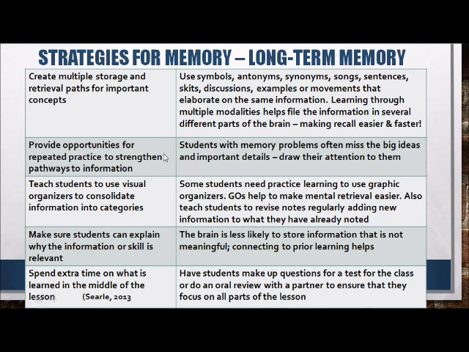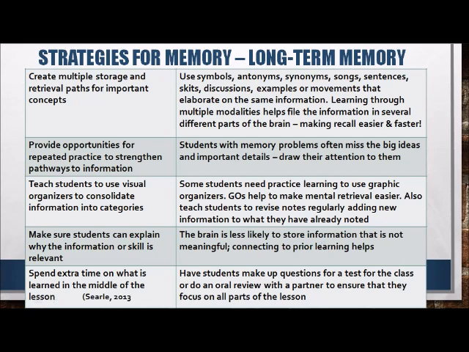Provide opportunities. Now we're talking about Kirk, remember, who had the long-term issues. Provide opportunities for repeated practice to strengthen the pathways. Teach students to use visual organizers to consolidate information into categories. Again, those graphic organizers and visuals. Make sure students can explain why the skill is important or relevant, because our brain will delete things that are not that meaningful or important. So connecting that is important.